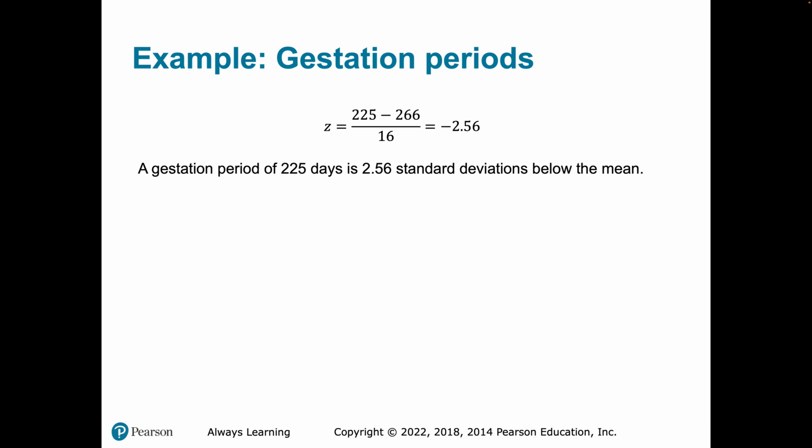The only difference in the interpretation of the z-score is that I say the gestation period of 225 is 2.56 standard deviations below the mean, because the z-score is negative and the value of 225 is below the mean of 266.